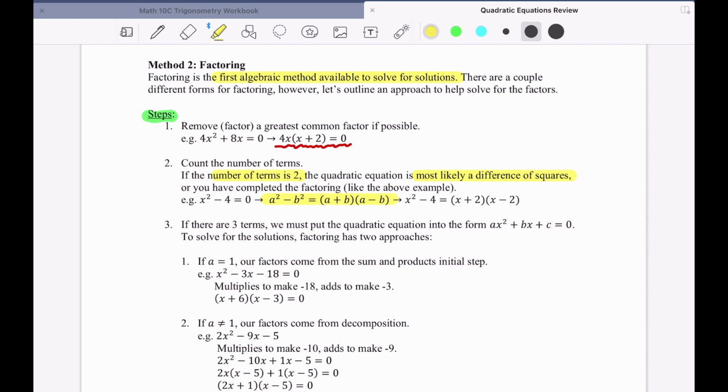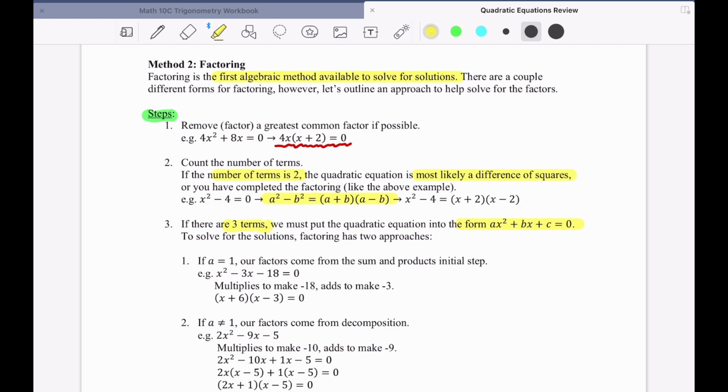And we're going to work on further examples below, but I just want you to be aware that if there's 2 terms, it's most likely a difference of squares. Now, if there's 3 terms, then we must put the quadratic into the form ax squared plus bx plus c equals 0, then solve for the solutions.